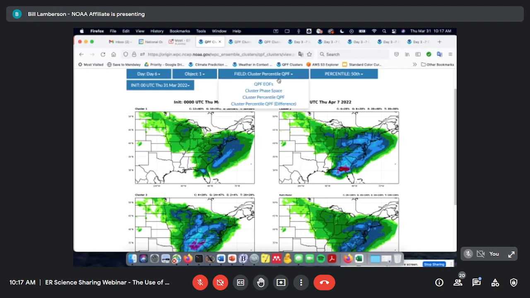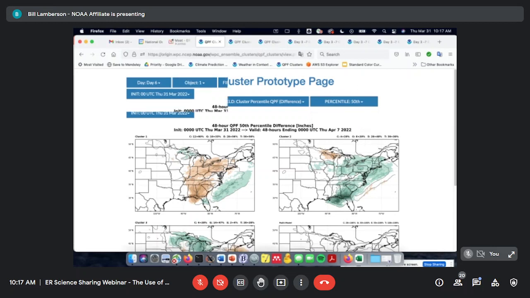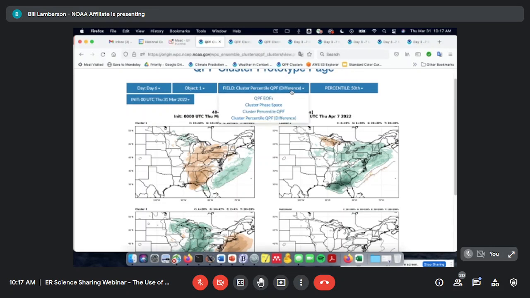And then we have the same thing for the percentile difference for the QPF. Again, you can toggle through and look at the difference from the multi-model ensemble for the different percentiles, basically. So did anyone have any questions on that?